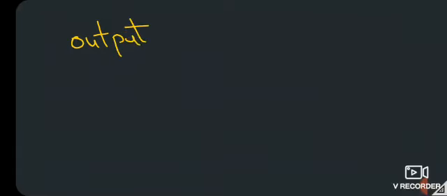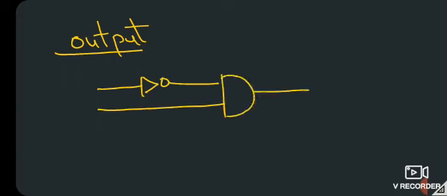Now we are discussing the output of logic gates and logic circuits, and how to find the output of a logic circuit. There is a logic circuit. This is a simple logic circuit having two inputs, A and B.